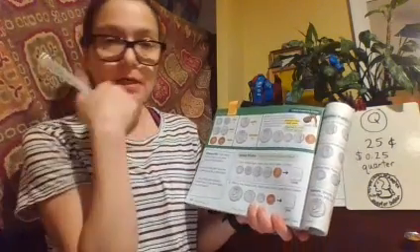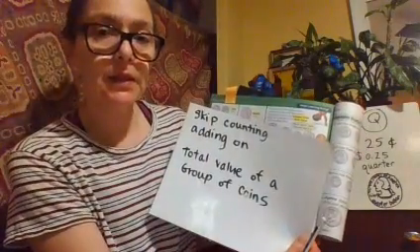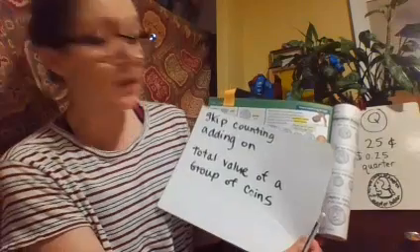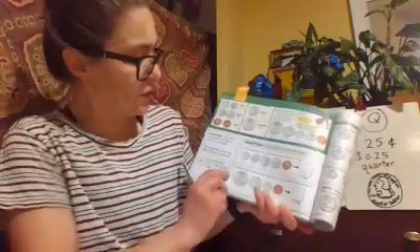Okay, so you're going to be skip counting and counting up, or adding on. They call it adding on. Total value of a group of coins. Okay, so let's do number 2.